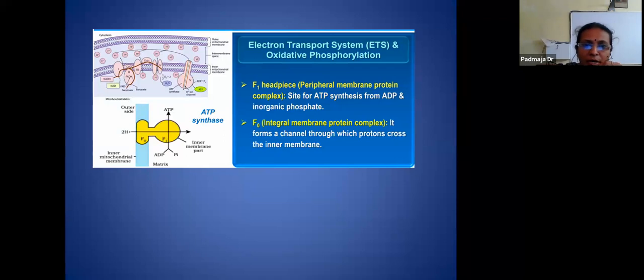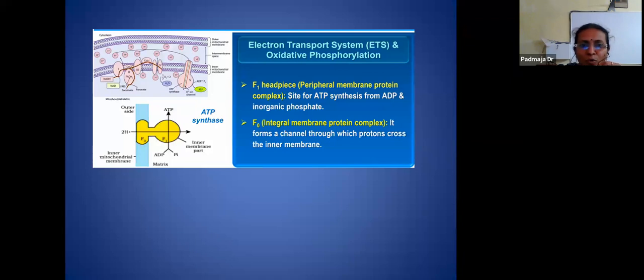And F1 headpiece, site of ATP synthesis from ADP and inorganic phosphate. So this ADP and Pi, that means inorganic phosphate, combine to form ATP. And it forms a channel through which protons cross the inner membrane. So in the inner mitochondrial space, a greater amount of H+ ions are there.